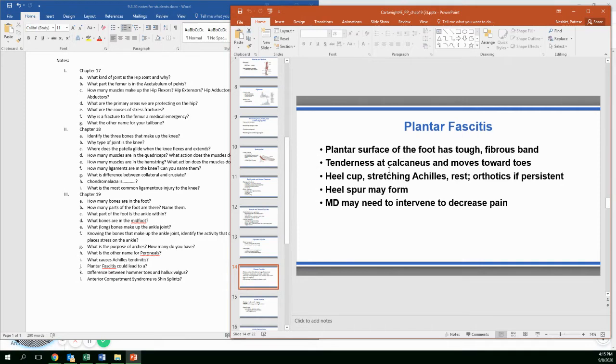There's all kinds of treatment modalities. Of course, PRICE could work. If you're going to do PRICE, the most common method of treating plantar fasciitis is taking a frozen bottle of water and just rolling it underneath your foot. It is the best thing ever. I know. I experienced it, and it is absolutely excruciating.